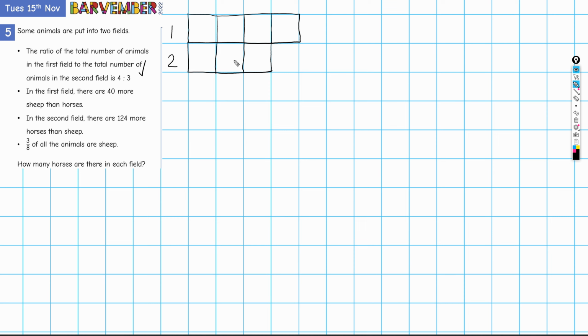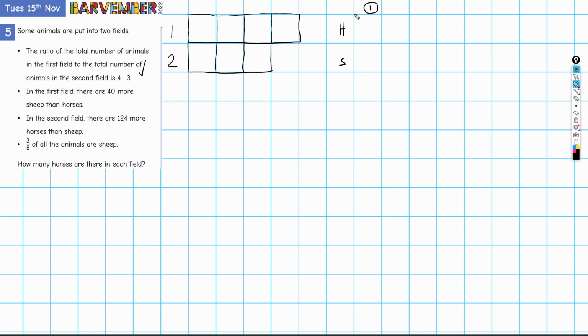So we're just going to move on and draw something for the next bit, 2 bits actually of information. So here we've got a comparison. We're comparing the number of horses to sheep in field 1 and then the horses to sheep in field 2. So I'm going to draw comparison models for this. Okay, so here, this is going to be for field 1. We've got horses and we've got sheep, and we've got 40 more sheep than horses.